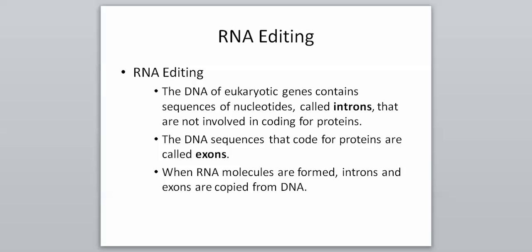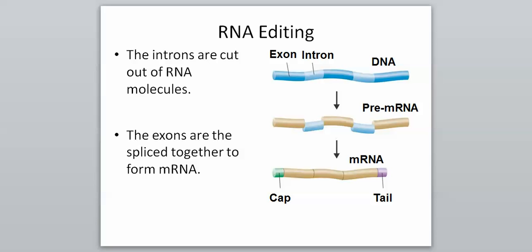When RNA molecules are formed, introns and exons are copied from our DNA. Looking at this more specifically, our introns are cut out of our RNA molecules, whereas the exons are then spliced, and splice is just a fancy term for being glued together, to form mRNA. So just know the difference: introns are not going to be used to make our RNA molecules, whereas exons will. Again, that sounds backwards, but you're going to have to memorize that exons are used and introns are not.